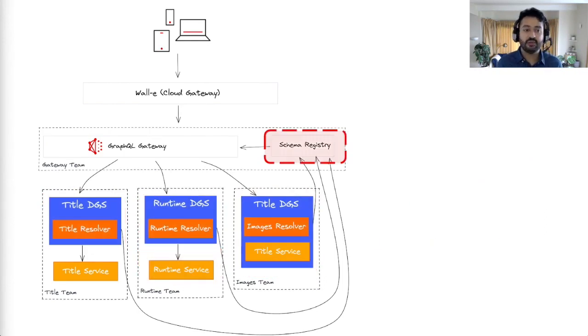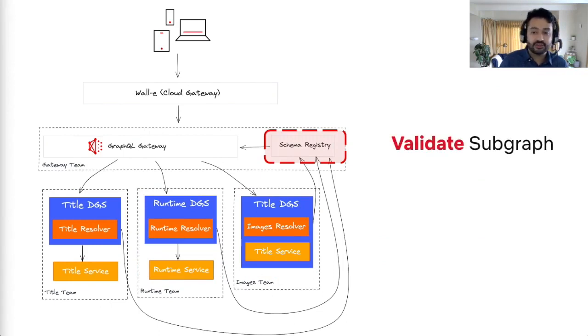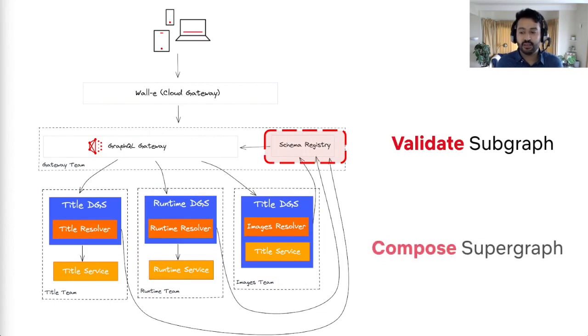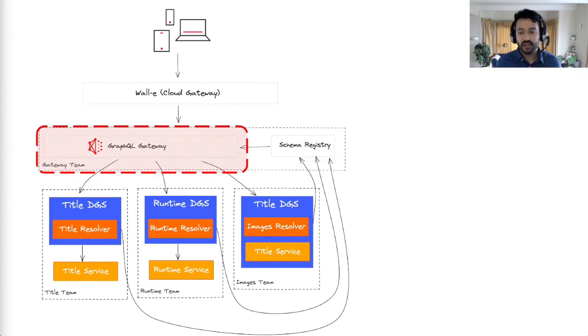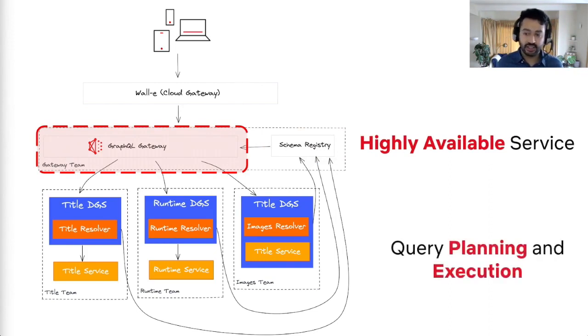Next, we have the schema registry. The schema registry is responsible for validating that each of these individual subgraphs is valid, and then merging and composing them into a supergraph, which is then exposed to the clients by this highly available service, the GraphQL gateway. The clients write queries against the gateway, and the gateway is responsible for breaking these queries apart into subqueries that are sent to the domain graph services.